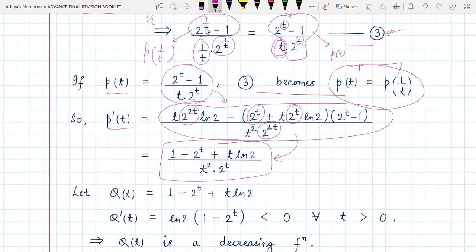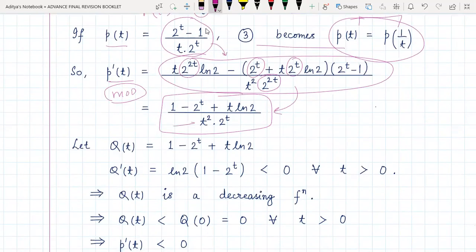It is very easy to differentiate. Absolutely simple MOD principles we have used. Now, for p prime t, we are easily able to observe that the denominator is positive, right? Because t square is positive, and 2 power anything is positive. So we are now going to consider just the numerator of this function, which we are calling q of t. So let's just consider this function.